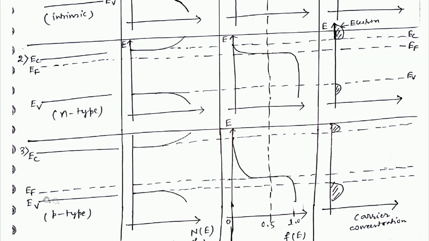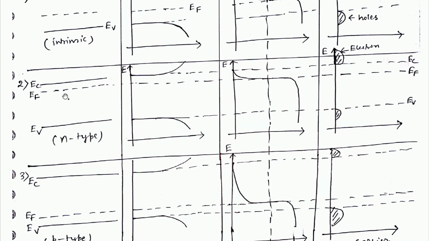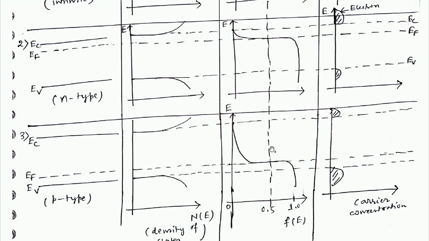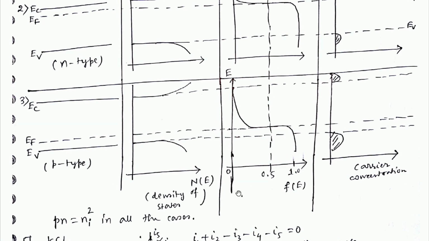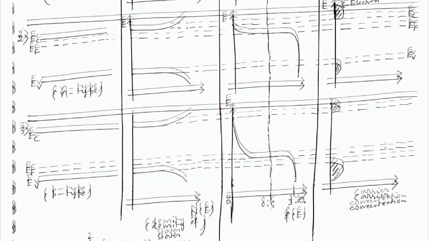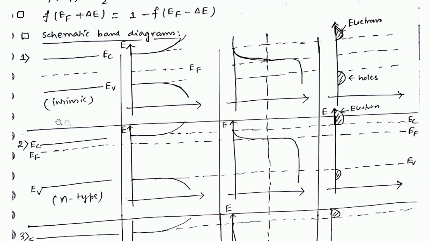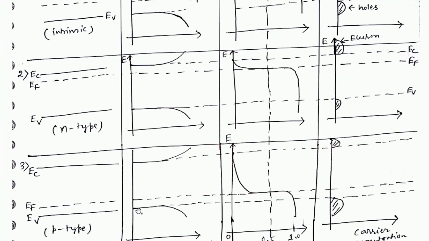As you can see, the Fermi level lies close to the valence band in case of p-type, and close to the conduction band in case of n-type, and in case of intrinsic semiconductor the Fermi level lies between the conduction band and the valence band. And this plot is E versus f(E). As you can see, the Fermi energy cuts at the middle in each and every case: intrinsic, n-type, and p-type also.